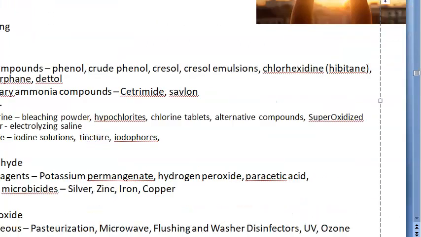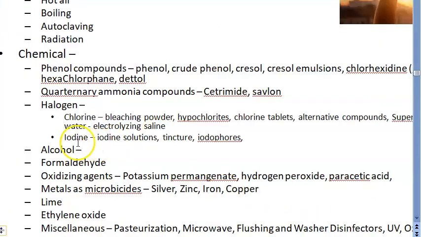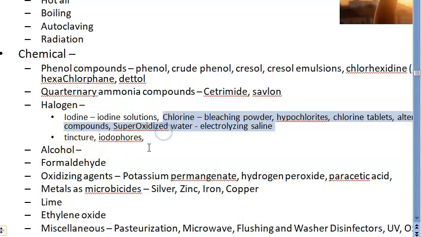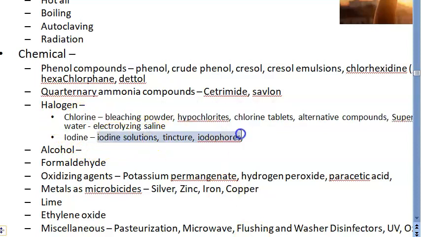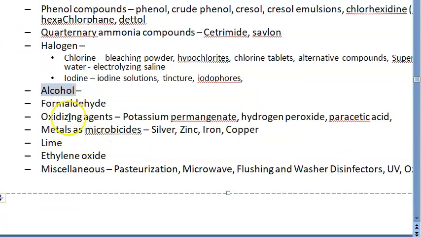Then you have halogens like chlorine, bleaching powder, sodium hypochlorite, etc. Iodine also, you have povidone iodine, tincture, iodophors, right? All that you will write. Alcohol, ethyl alcohol, what you normally use, spirit. Formaldehyde, formalin, you can write.